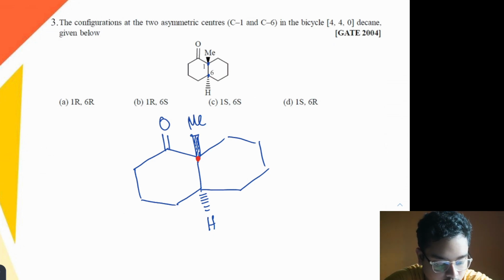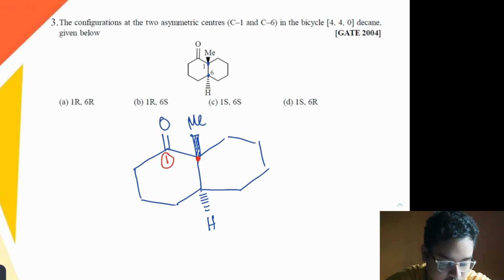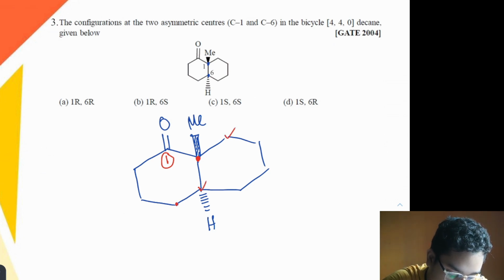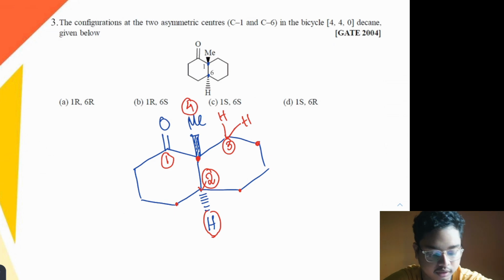Okay. So first determine the priority. So this group will be the highest priority because this particular carbonyl group, that means one carbon and two oxygen. One is the normal oxygen, one is the phantom oxygen connected here. So this will be one. And now between this carbon and this carbon, this one will attach two carbon and one hydrogen. And this particular carbon will attach one carbon and two hydrogen. So that means this will be the second priority, this will be the third priority, and the methyl gets the fourth priority group.